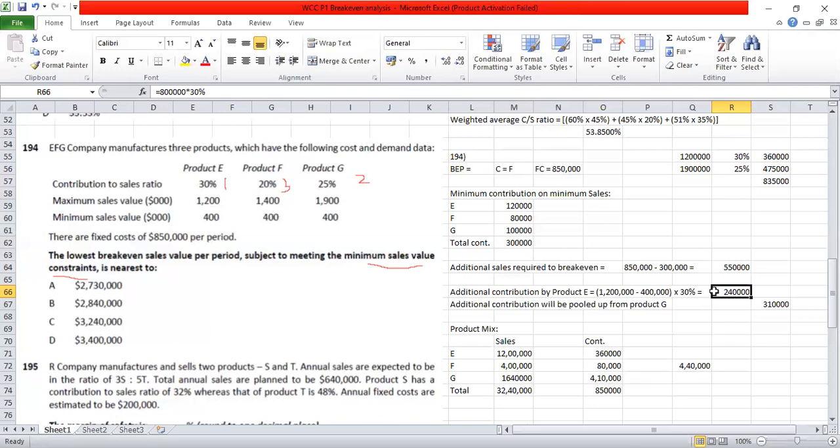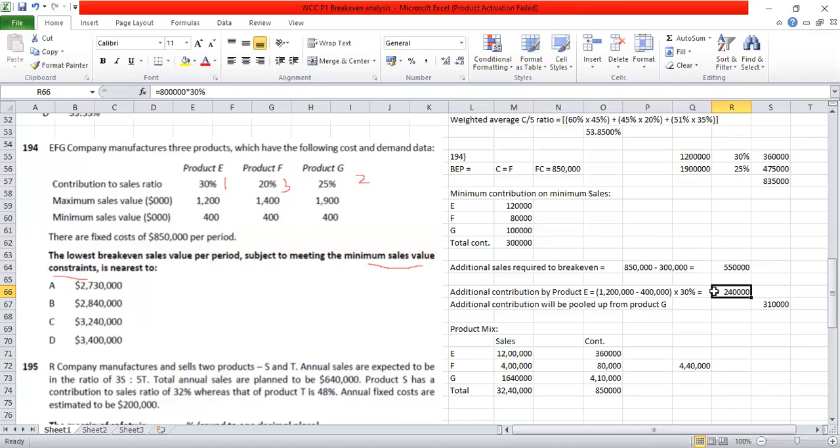That is the normal situation. But there is a condition mentioned that minimum criteria should be met. Minimum sales demand criteria should be met for all the three products. If we do not consider that, according to the ranking, E will be first produced, which will give a contribution of 360,000. G will be produced, which will give a contribution of 25% and 475. Added together, the total contribution is 835.